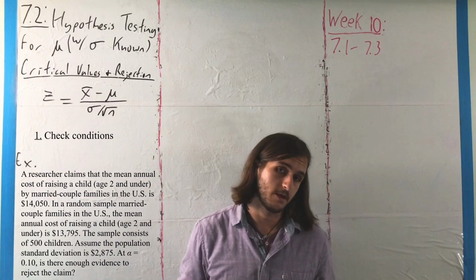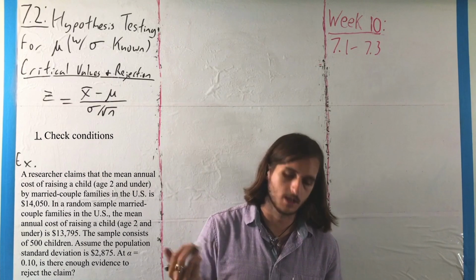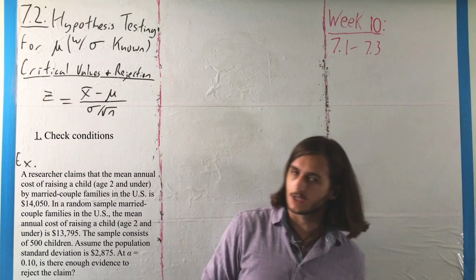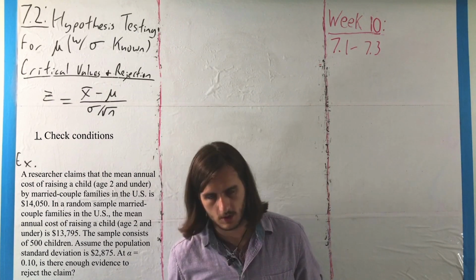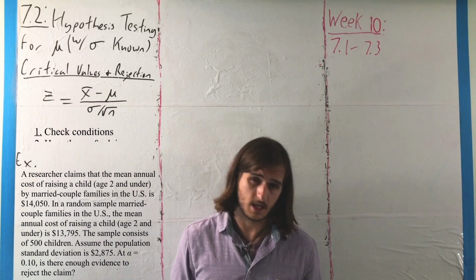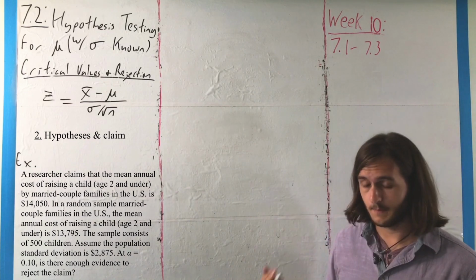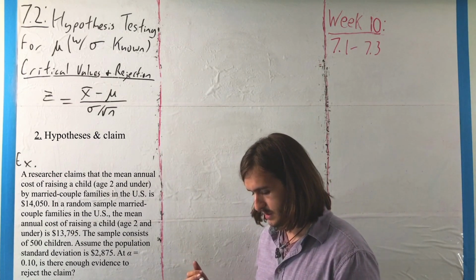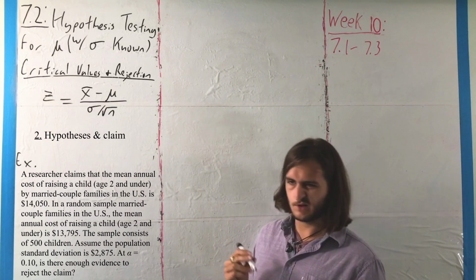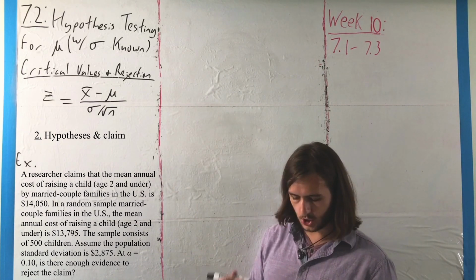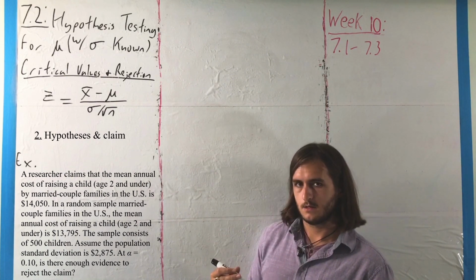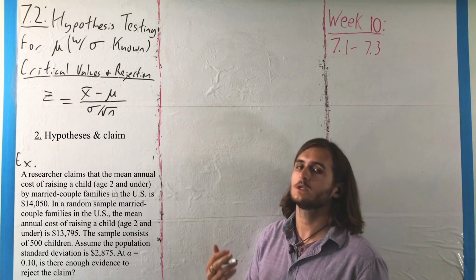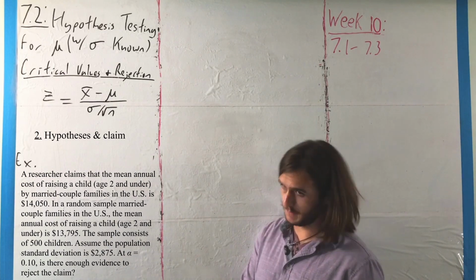Okay, so starting from the same place as before, if we want to check these conditions, again, we have 500 kids in this sample, and we have the necessary parameters, so we're all good on that first step. For the second step, we want to talk about our hypotheses and claim. In this case, it's a little bit subtle, but look for that word claim. We have that the researcher is claiming something about the mean. This is not research that they're presenting in some way. This is research that they are anticipating.